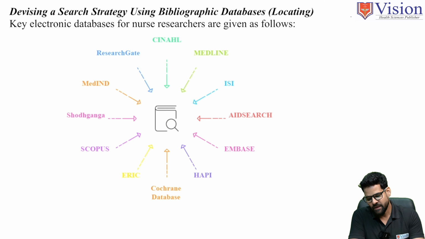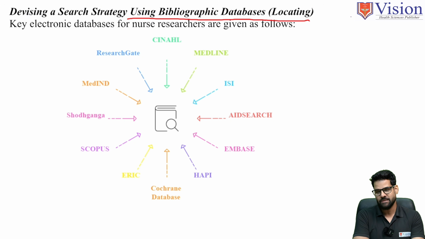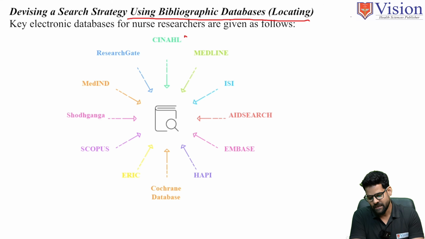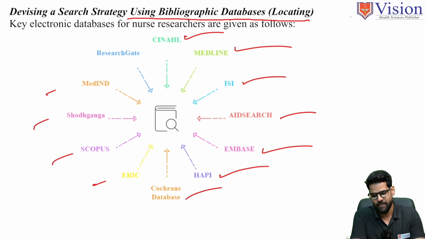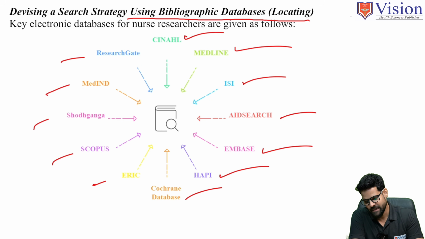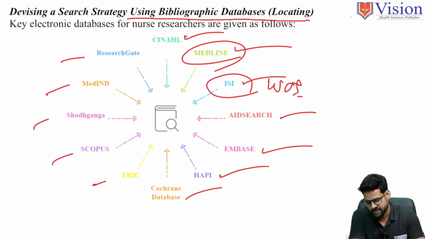Now these are some of the bibliographic databases used. Even though I'll discuss some of these in detail, they include CINAHL, Medline, ISI, EdSearch, Embase, HAPI, Cochrane database, ERCI, Scopus, Shodhganga, Madin and ResearchGate. There could be many more. Most important, I say, is Medline, and ISI that produces Web of Science.